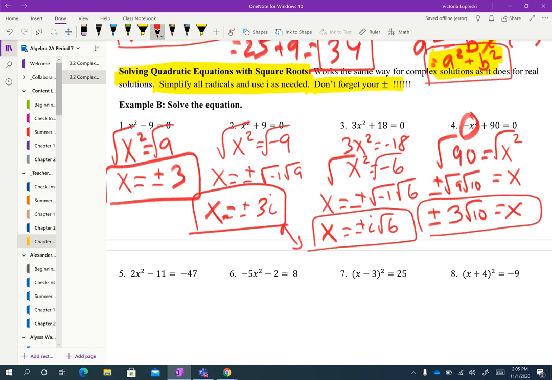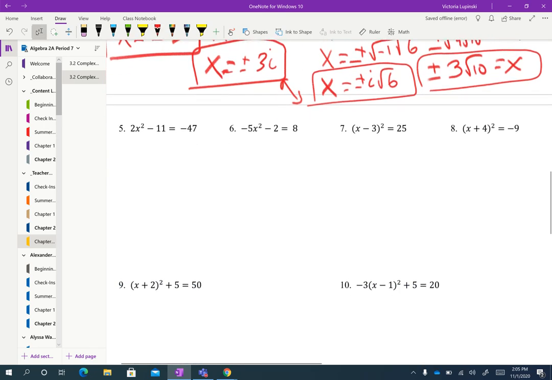For each of those 4 problems, the plus or minus means there are 2 answers. Half of these problems have imaginaries and half of them don't. So again, going forward, not every answer is guaranteed to have an i, but it could.